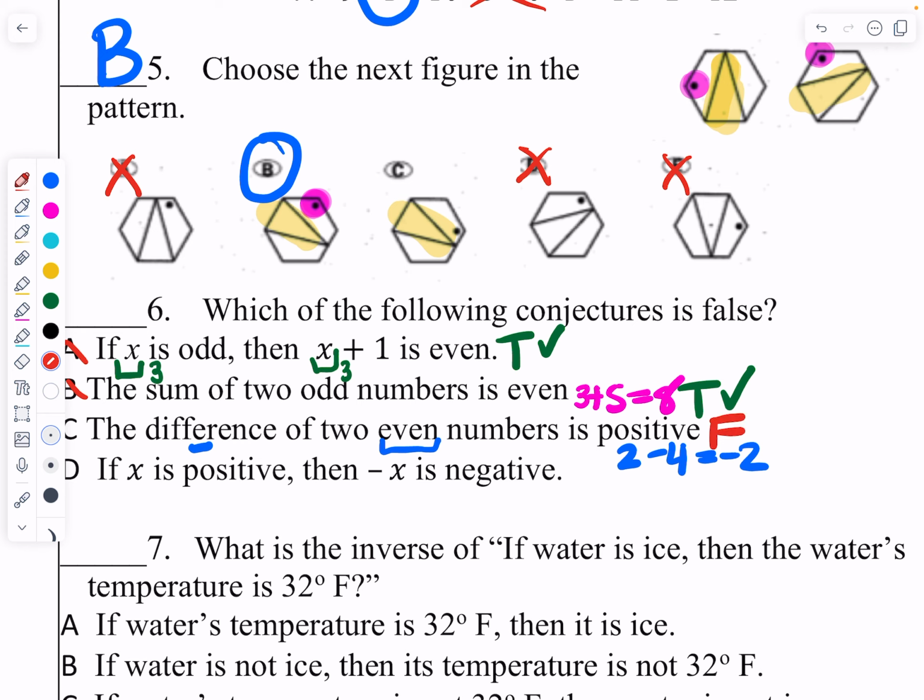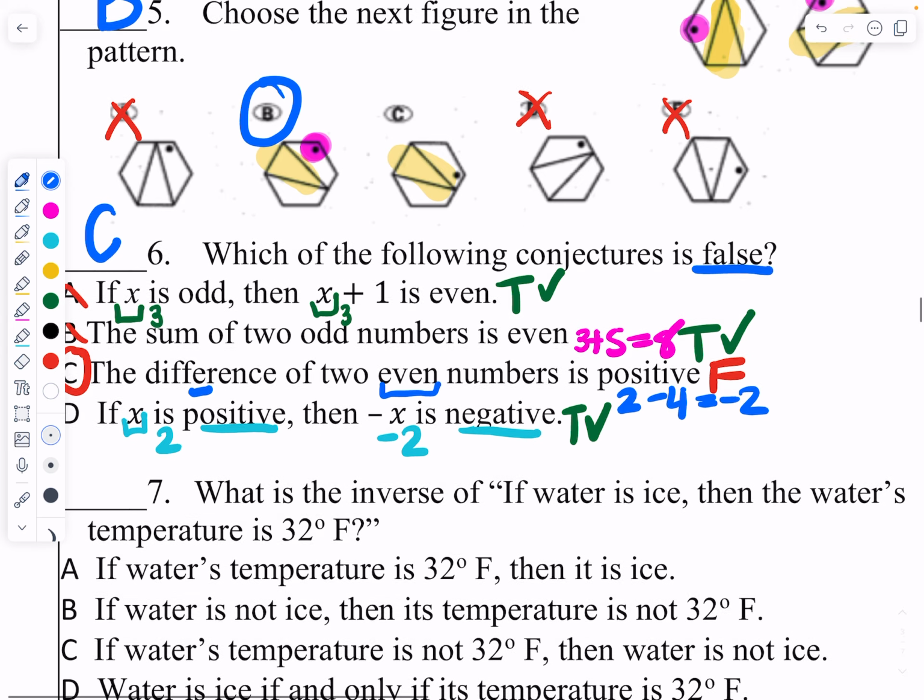So the answer should be C, but let's check the last one and just make sure that I didn't do something wrong. Because if I'd started with that first example, I might have thought that was true. If x is positive, then negative x is negative. That is a true statement. If x is positive, so pick a positive number, like 2, then negative x is negative, you put a negative in front of it. That's going to happen every single time, even if that's a fraction or a decimal. If you have a positive number, putting a negative in front of it is going to flip it to a negative. So what is my answer? We're looking for which one is false. Which one is false would be C.